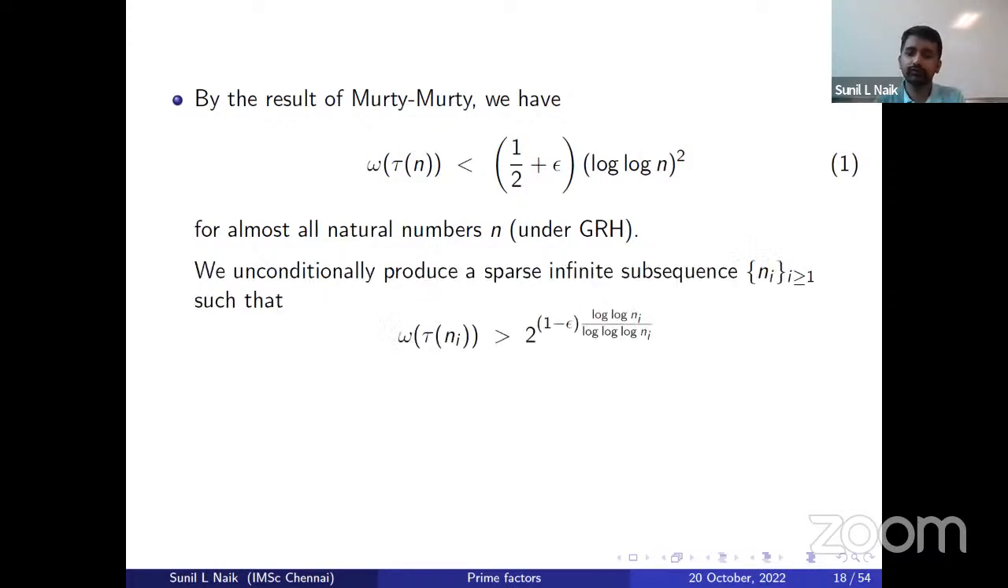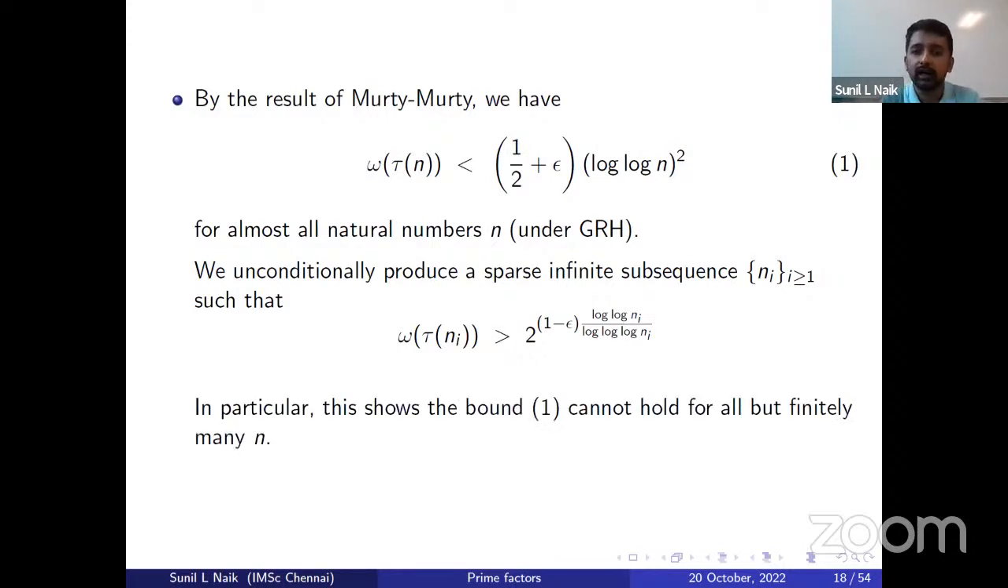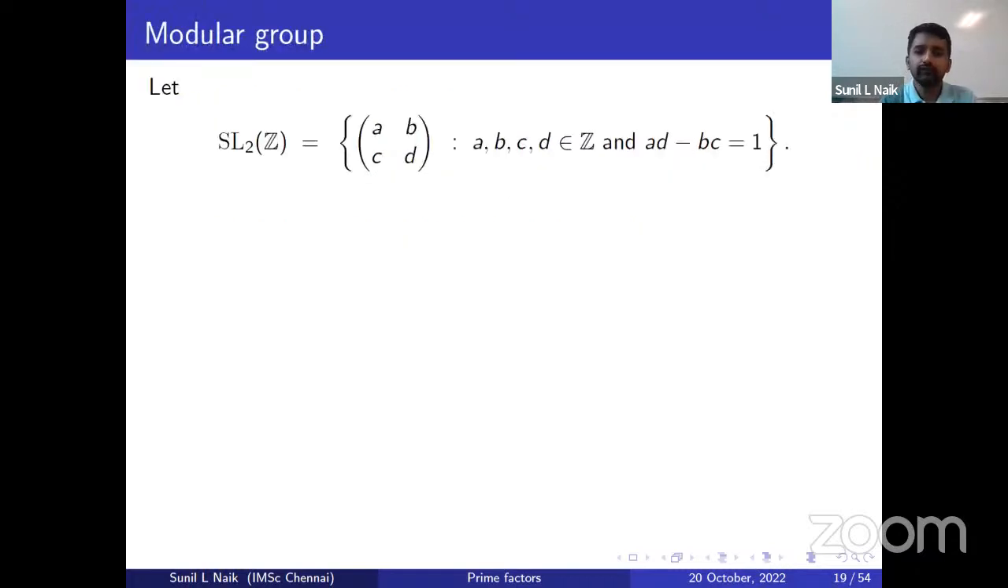We unconditionally produce an infinite subsequence n_i such that tau of n_i has at least 2^((1 - epsilon) log n_i / log log n_i) prime factors. Observe that 2^((1 - epsilon) log n_i / log log n_i) is much higher than (log n)^2 if n is large enough. This in particular shows that the upper bound cannot hold for all but finitely many natural numbers n. We also generalize this result in the general context of modular forms.